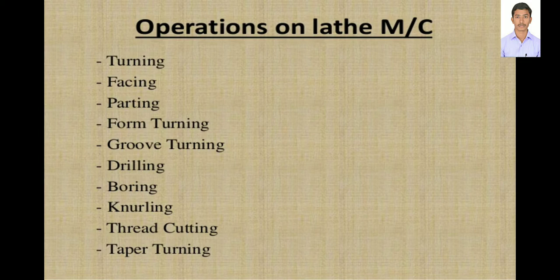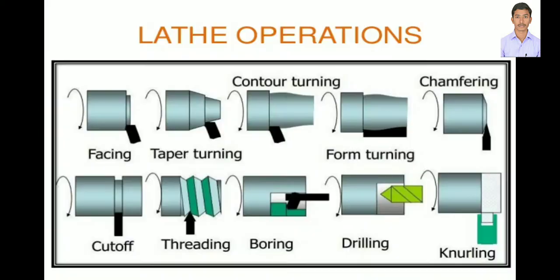Suppose we have to do two or more operations on one workpiece. We then use different lathe machines, performing different operations on different machines. On a lathe machine, we perform turning, facing, parting, form turning, groove turning, drilling, boring and knurling. So, these are the main operations performed on the lathe machine.